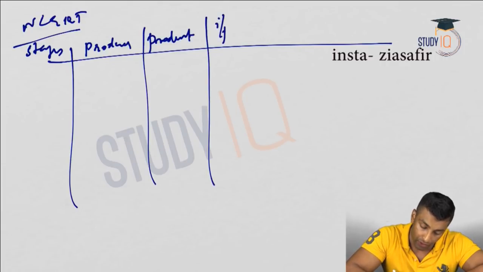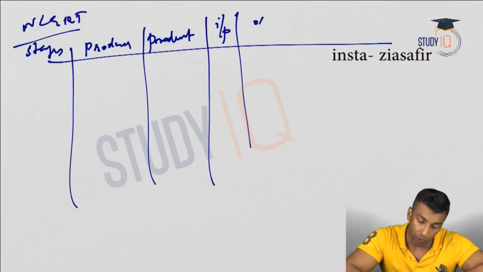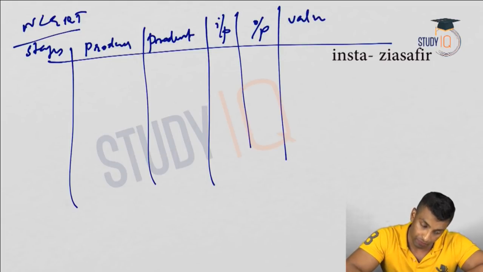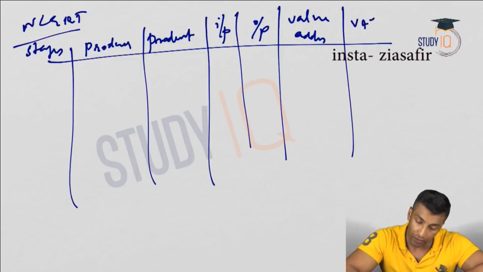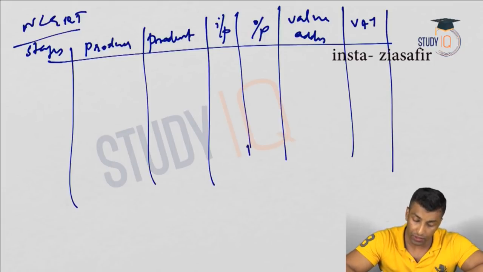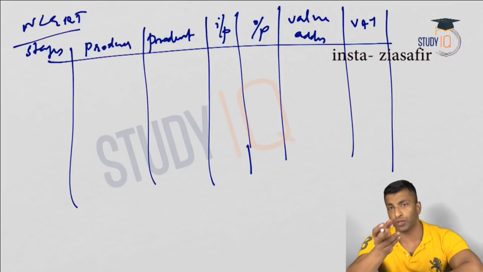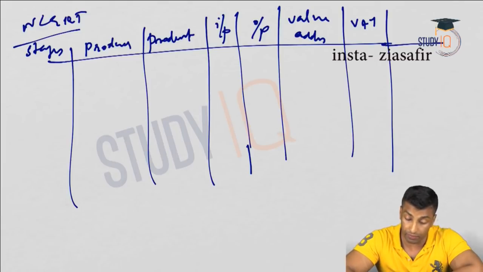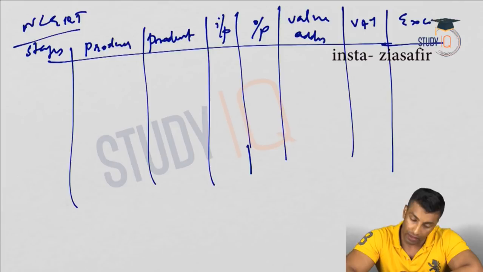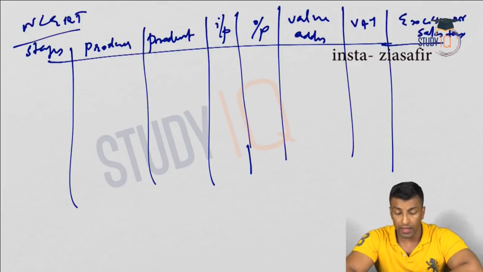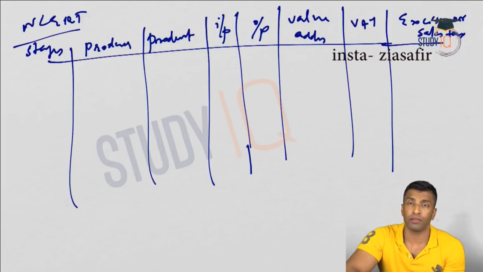Okay, we'll talk about input, there is a column, output. Then output minus input is your value addition. Taxes on value addition is your value added tax, and tax on the output, that is on the sales, or the tax on the output, that is on the production, that is your excise or sales tax. So let's take different scenarios and we will see.